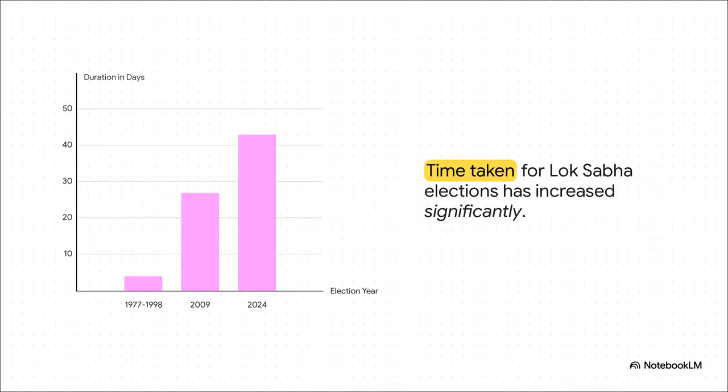And it's not just about money, it's also about time. The length of national elections has just exploded. The 2024 general election stretched on for 43 days. Think about what that means: deploying massive numbers of security forces and government officials for weeks on end, multiple times a year, all across the country.